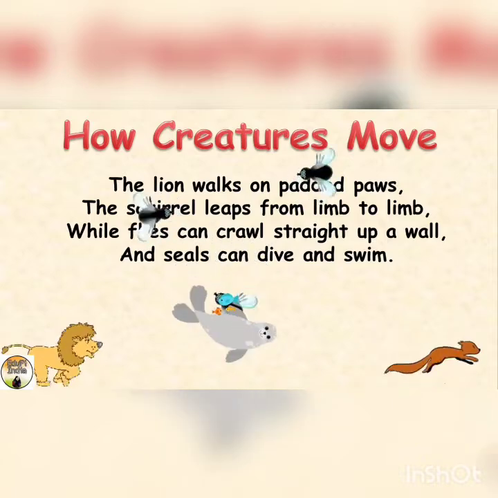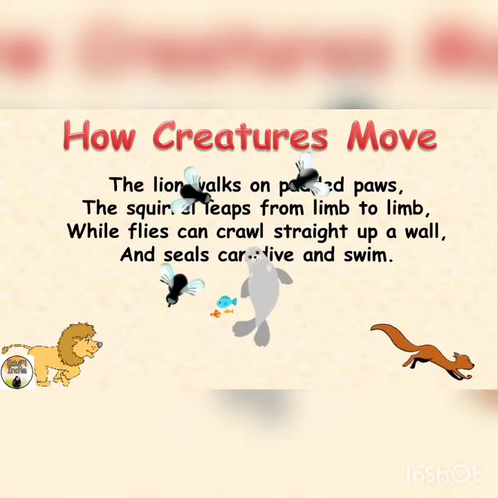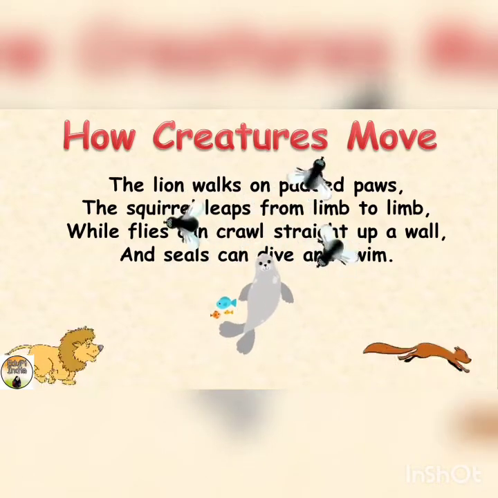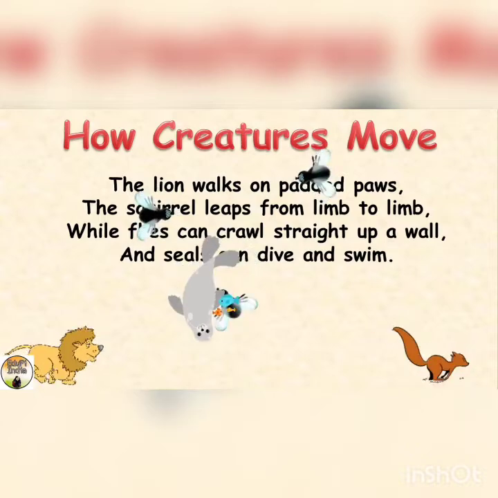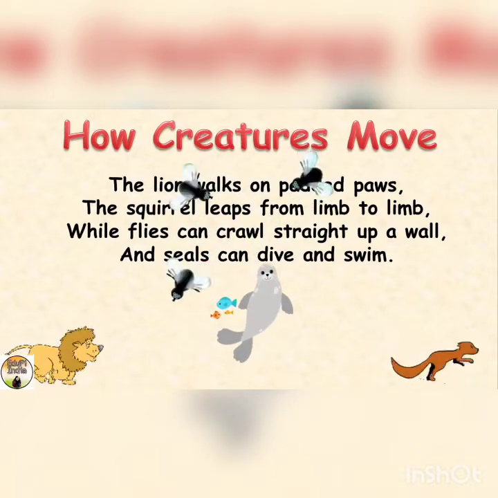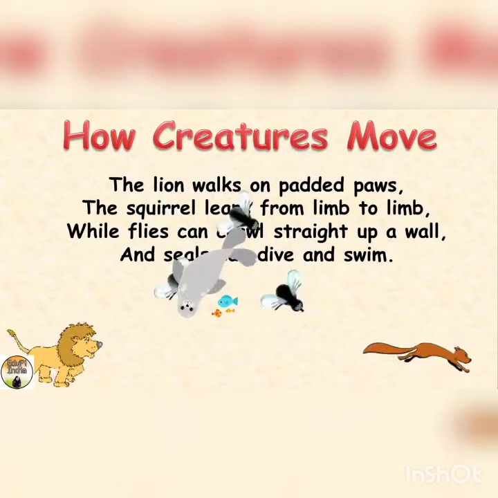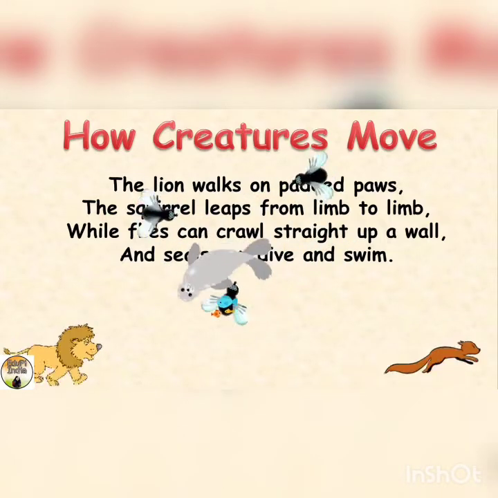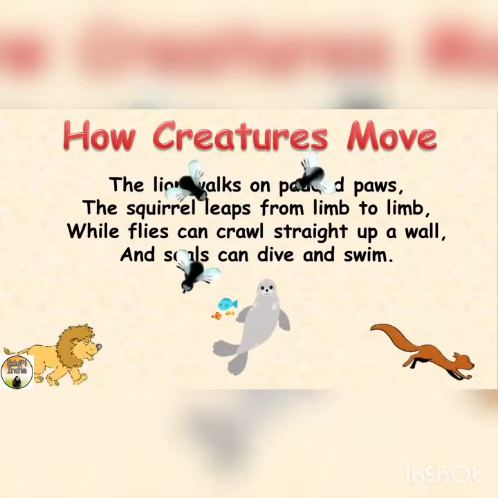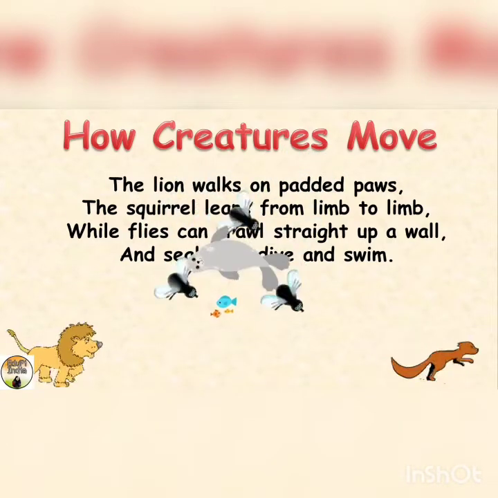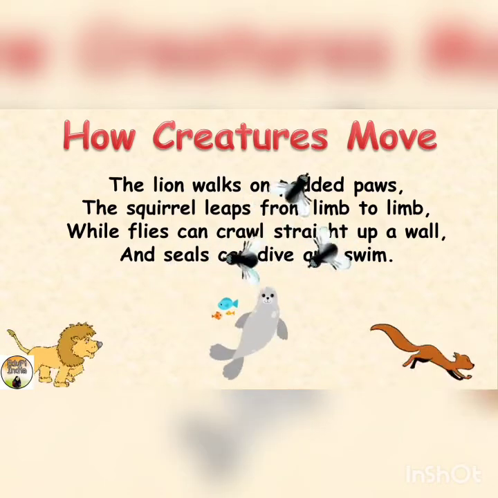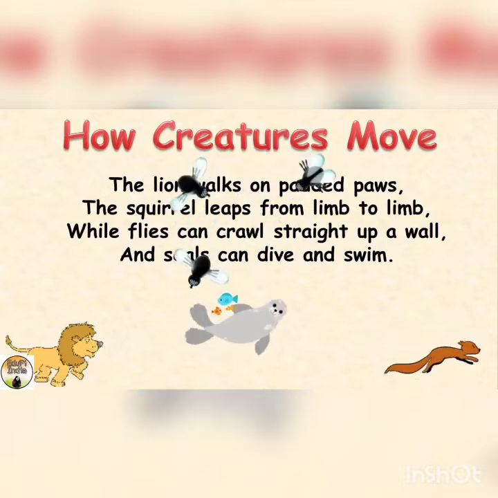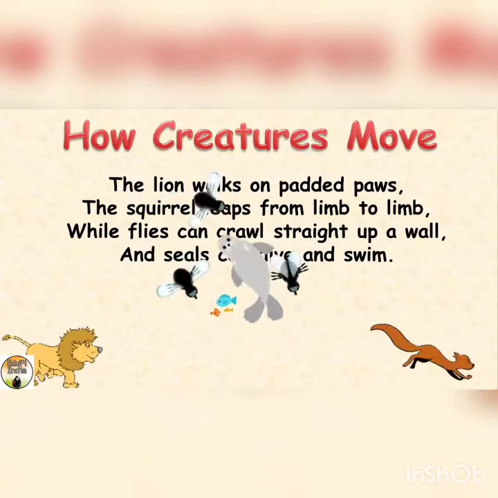It is actually cushioned paws with which it is able to easily walk on thorns or the rocks which are there in the forest. If you see, the squirrel is actually jumping from its feet towards its hand. So here we cannot say feet or hand, we say them limbs. So from one limb to another, the squirrel is actually jumping. So the word is leap, from limb to limb.